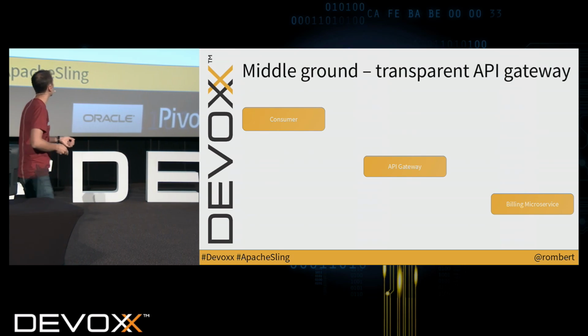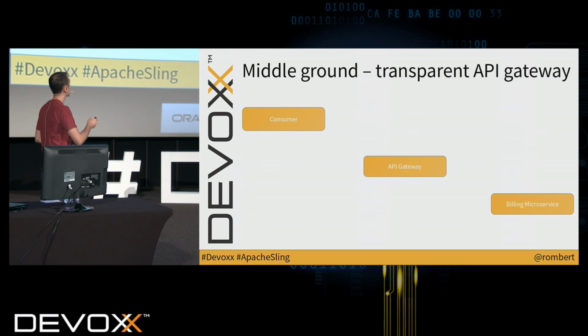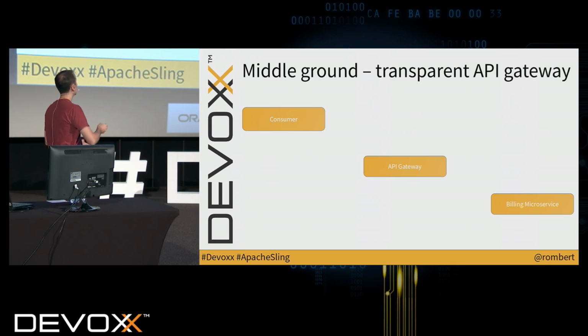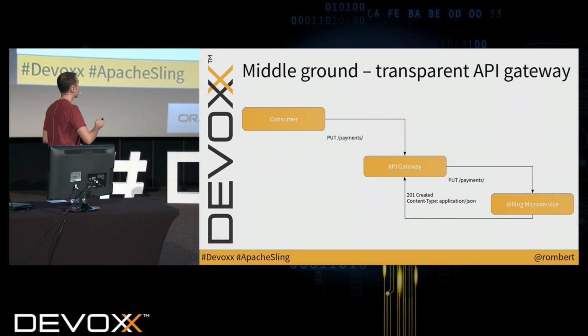Now, how would this look? Something which I call a transparent gateway, which means it doesn't modify the payload that gets sent between the consumer and the microservice. So a consumer, let's say, makes a PUT request to payments. It goes to the API gateway. The API gateway sends almost the exact same request. Maybe it does authentication, maybe adds some headers, and then sends it on the way to the microservice. The microservice returns a created response, everything is fine, in JSON, and then the API gateway sends it back to the consumer.